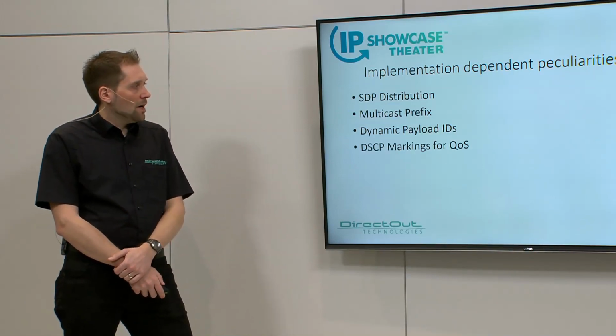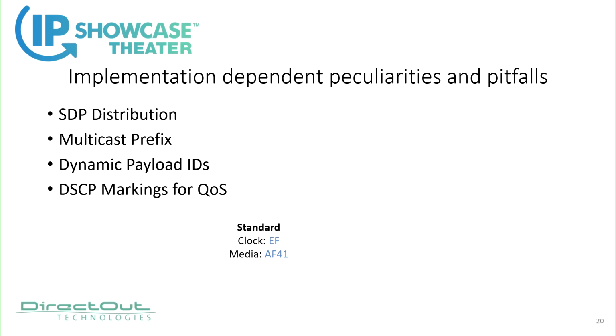And then we have the DSCP markings I already mentioned. As a reminder, the standard specifies for clock packets, for PTP packets, EF and AF41 for media. Now, in the Dante AES67 implementation, the clock is CS7, which is even higher priority. That is fine. But the media is EF, and that actually clashes with the standard specification of AES67.